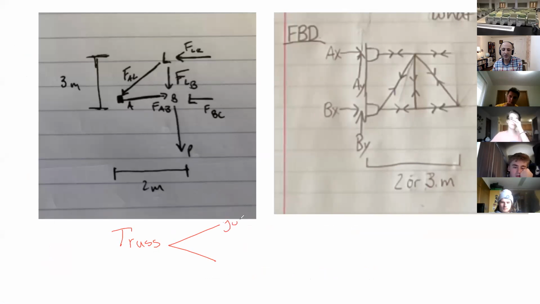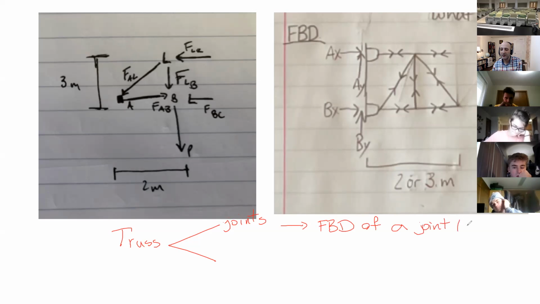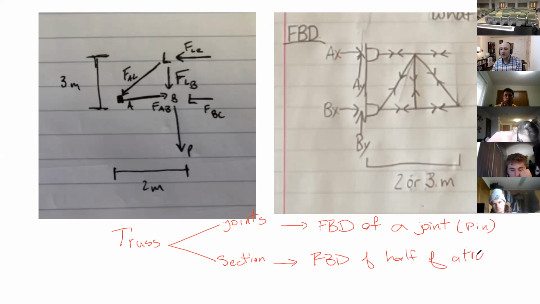The method of joints, which we draw free body diagram of a joint, right? One pin. You draw free body diagram for a pin. Or method of sections, which you cut your truss in half and draw free body diagram of half of your truss. These are the only two ways that you analyze a truss, okay?